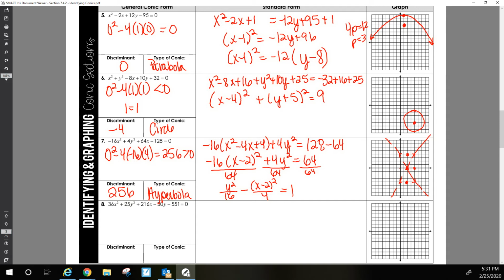So asymptotes go through the corners of those boxes and the center. And then be careful, it's vertically opening. Our hyperbola is going to go through the vertex and hug those asymptotes.